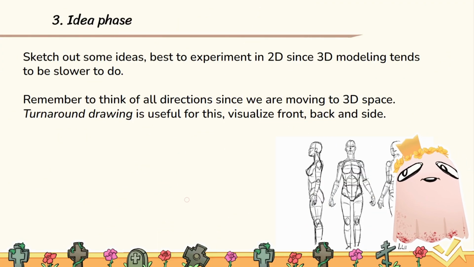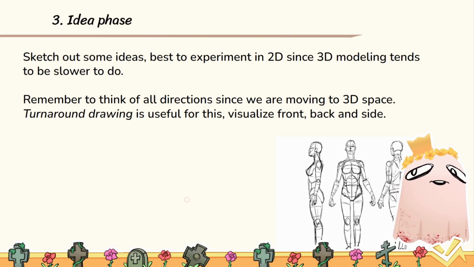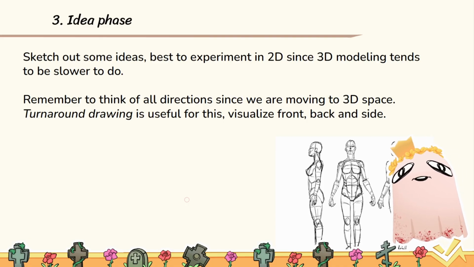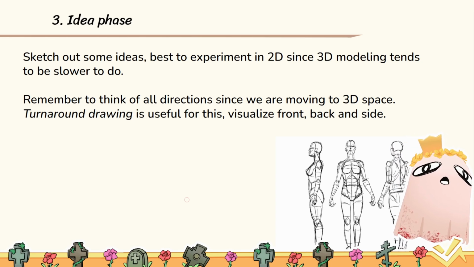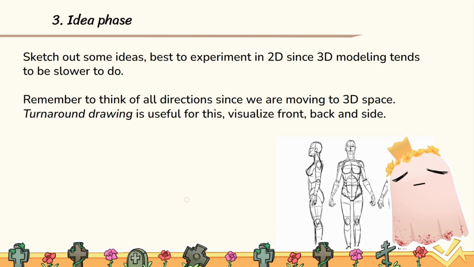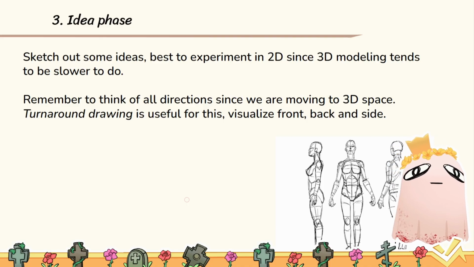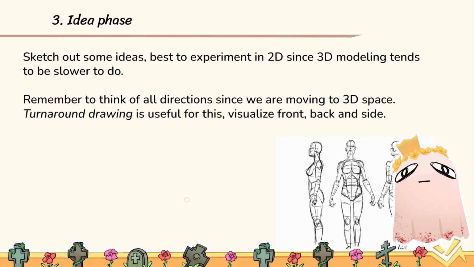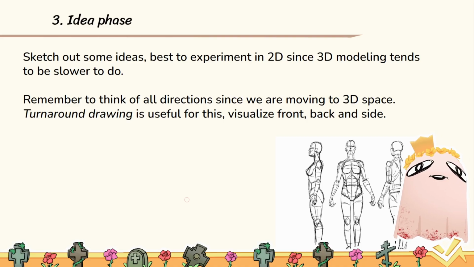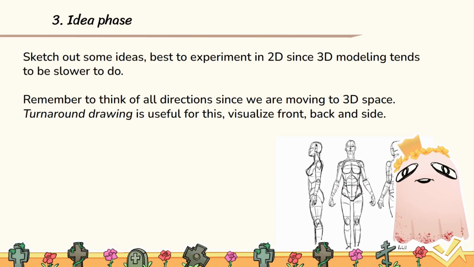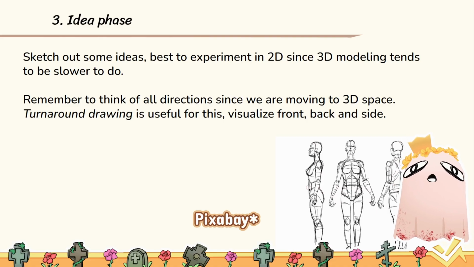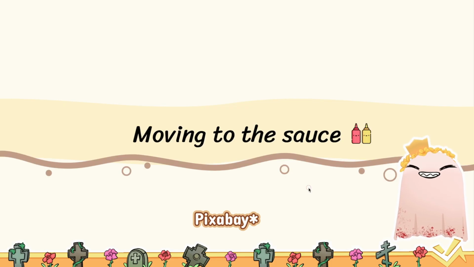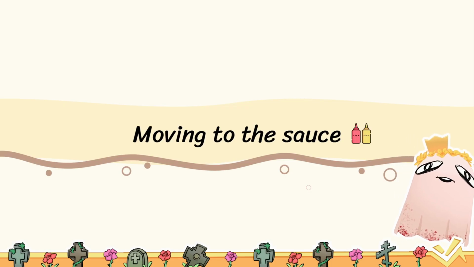3. Idea phase. Sketch out some ideas, best to experiment in 2D since 3D modeling tends to be slower to do. Remember to think of all directions since we are moving to 3D space. Turnaround drawing is useful for this. Visualize front, back and side. Here is an example. Not done by me. I found it from Pixabay. And now we are moving to the source.